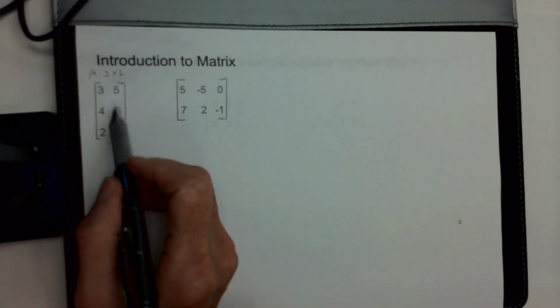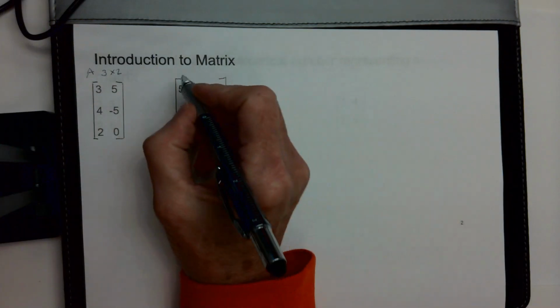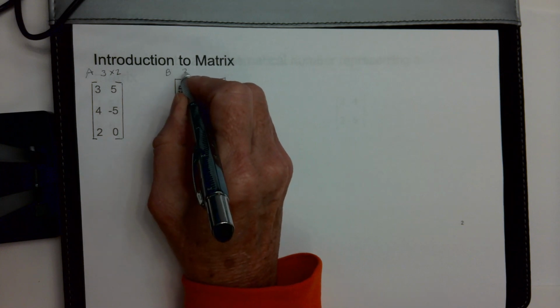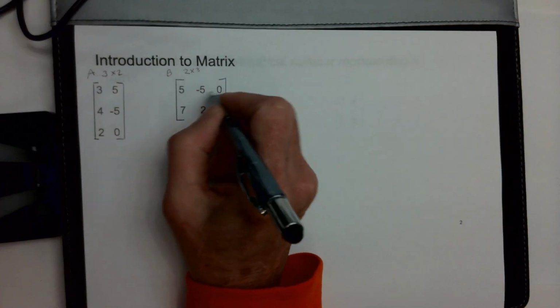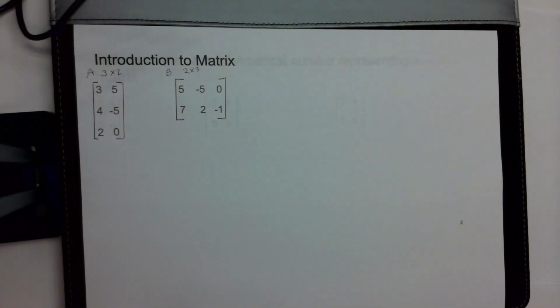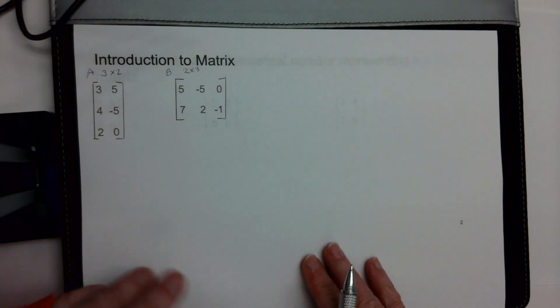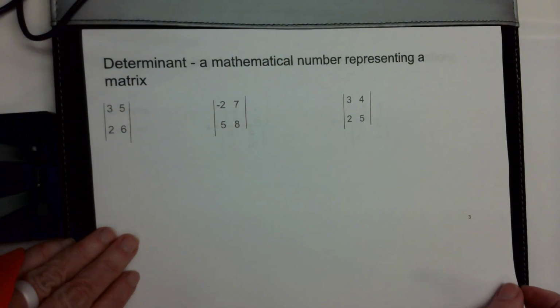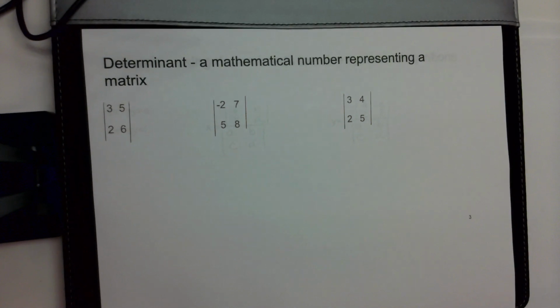3 rows, 2 columns. This matrix, if we call this matrix B, the dimensions of this would be a 2 by 3. 2 rows, 3 columns. We are going to have an entire chapter on matrices, but they have to introduce them to you a little bit to show you the next way of how to solve systems of equations. In order to do this solving, we have to talk about a determinant. A determinant is a mathematical number representing a matrix.